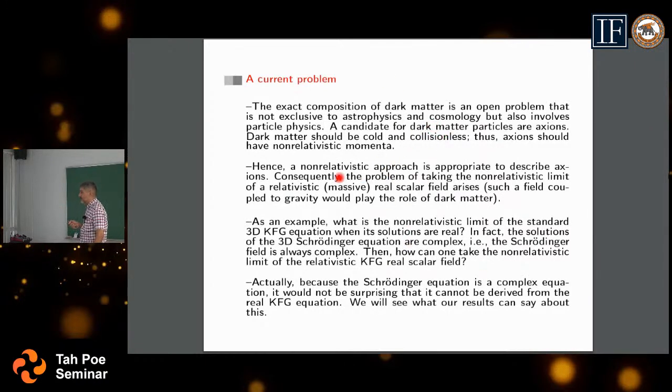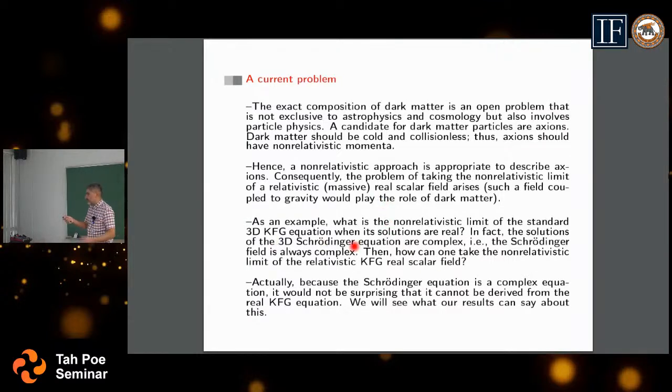But we have a problem here because we have a relativistic, massive real scalar field coupled to gravity, and you perhaps need to take the non-relativistic approach. But what is the non-relativistic limit of a real scalar field? It's incredible, but in the last 5 years many papers discussing this situation have appeared in many journals, also in the best journals, Physical Review, for example. So we have a problem with the non-relativistic limit of a scalar field. How to obtain that?